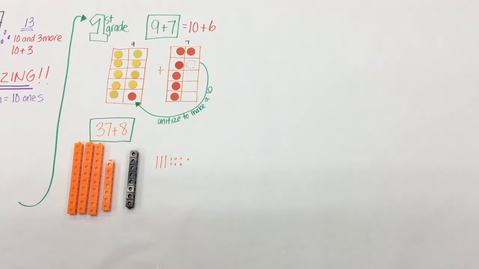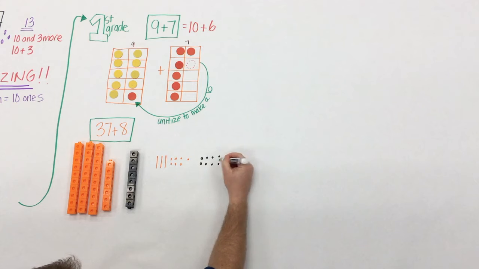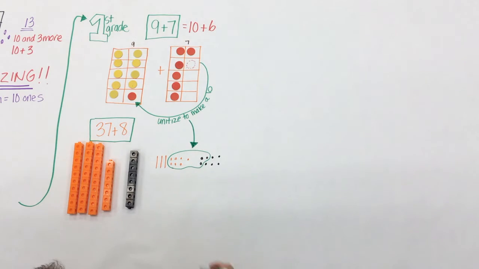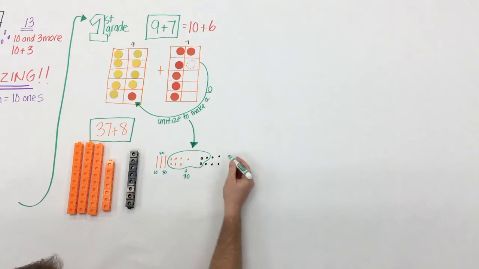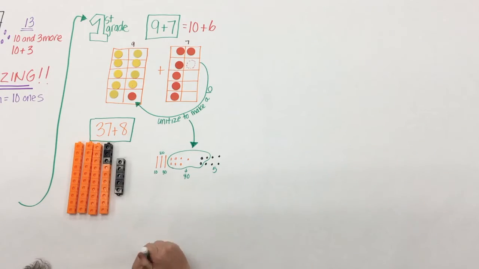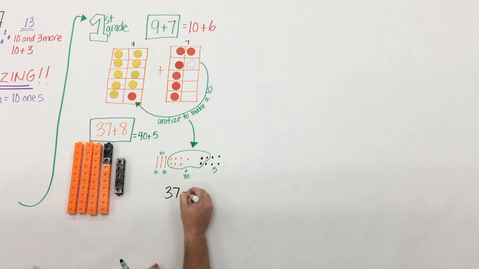The big piece here is that students, as long as they're using concrete models, they're also drawing representations. So what did we do? We want to make a 10. So we're going to take our 1s and bundle them up to make another 10. Decompose the 8 into a 3 and a 5, give 3 to the 37 to make 40, and have 5 more.